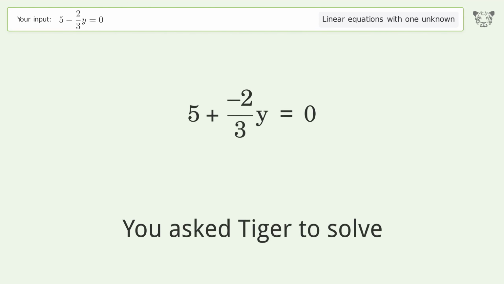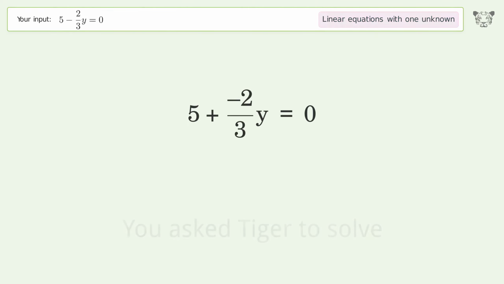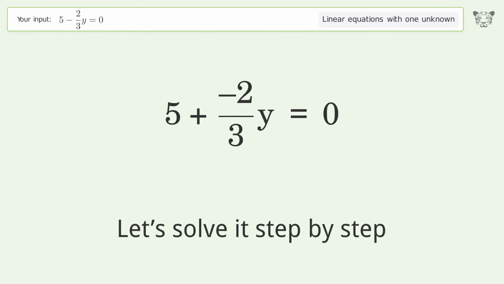You ask Tiger to solve. This deals with linear equations with one unknown. The final result is y equals 15/2. Let's solve it step by step.